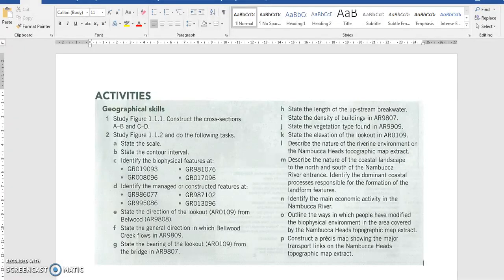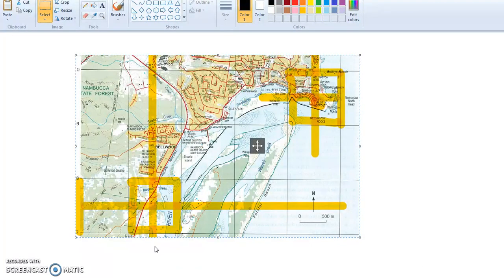Once we've identified the 2 points, we want to work out which one is from and to. So it says state the bearing of the lookout from the bridge. So if we go back to our map, what we do is we identify our from point. Our from point is the bridge. So I am going to put a cross through our from point. So our from point is here.